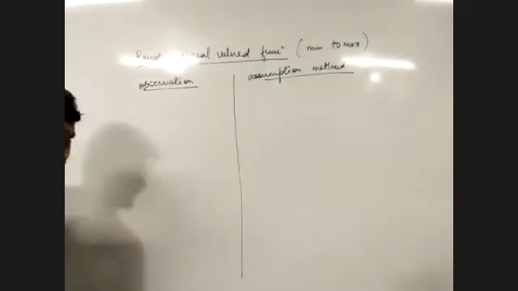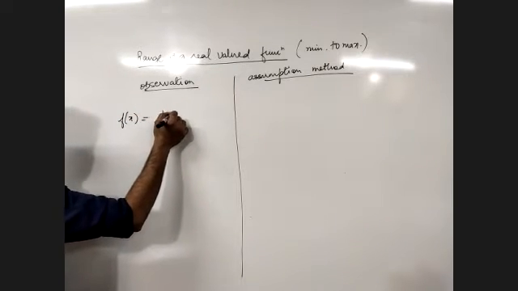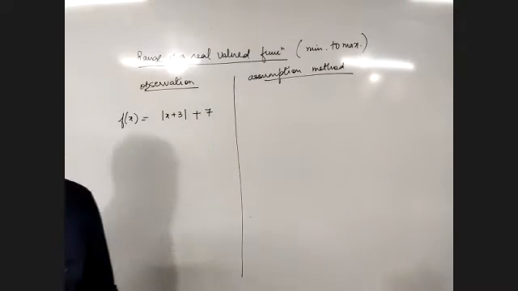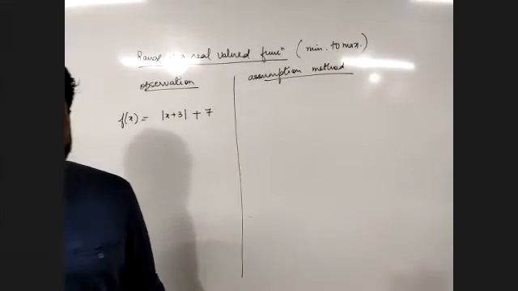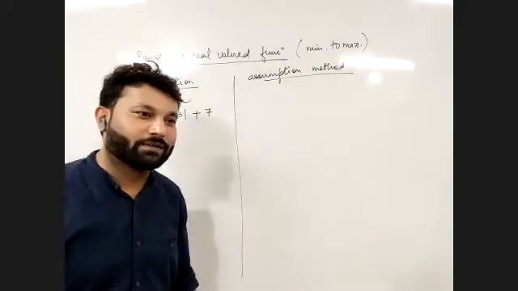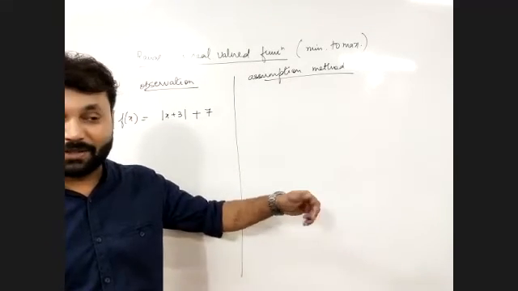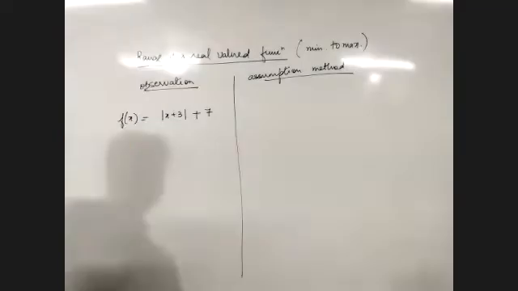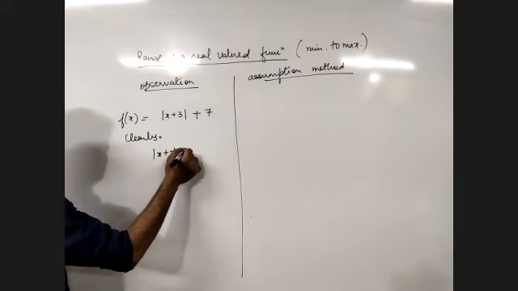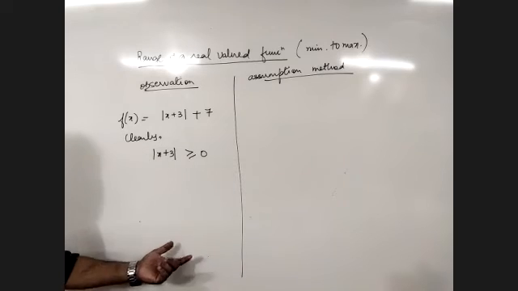Now look at this one. f(x) is equal to mod of x plus 3, plus 7. Mod of x plus 3 plus 7. Mod gives a positive value. You remember we did the graph of that. What is the minimum value of mod? The graph never comes below the x axis. So the minimum value is 0. So can we say that mod of x plus 3 will always be greater than or equal to 0? Because externally a negative value will never come, it will always be positive.